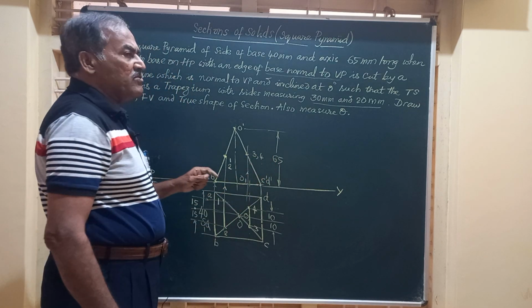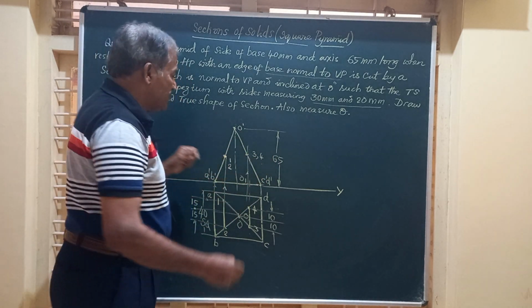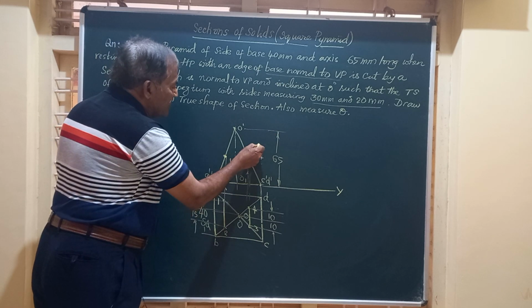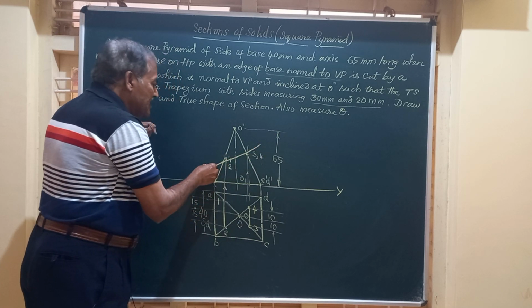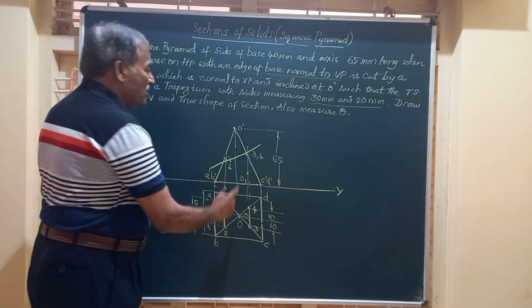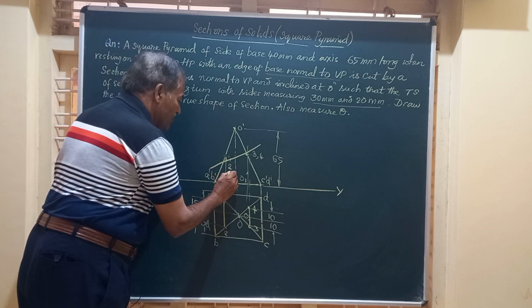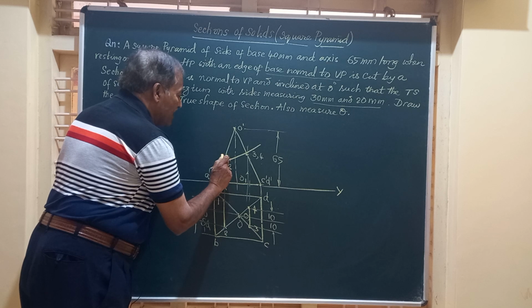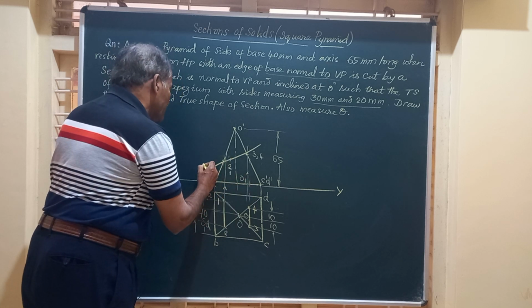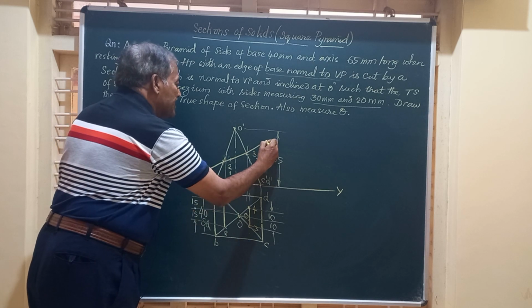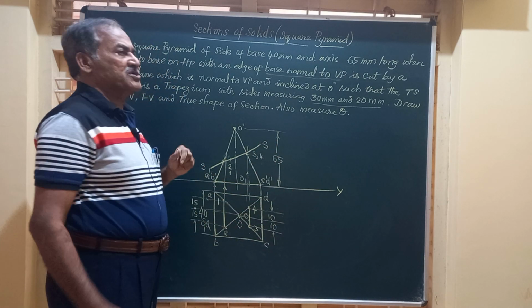Friends, we have 4 points on the section plane where it is cutting the solid. So I will just join these by a straight line, and I extend this. So I have got the points 1, 2, 3, 4. After getting those points 1, 2, 3, 4 on the slant edges in the front view, I join them and I get the position of the section plane.